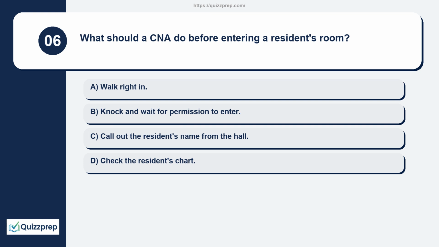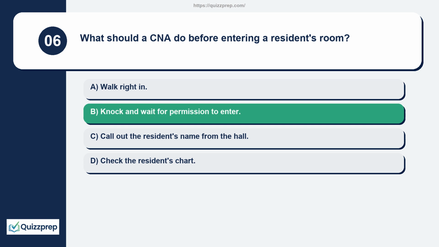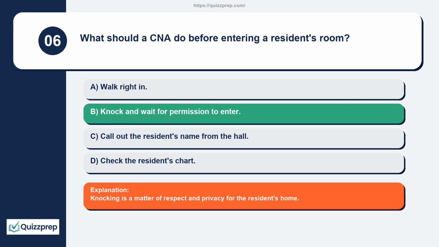Question 6. What should a CNA do before entering a resident's room? Walk right in. Knock and wait for permission to enter. Call out the resident's name from the hall. Check the resident's chart. Knocking is a matter of respect and privacy for the resident's home.